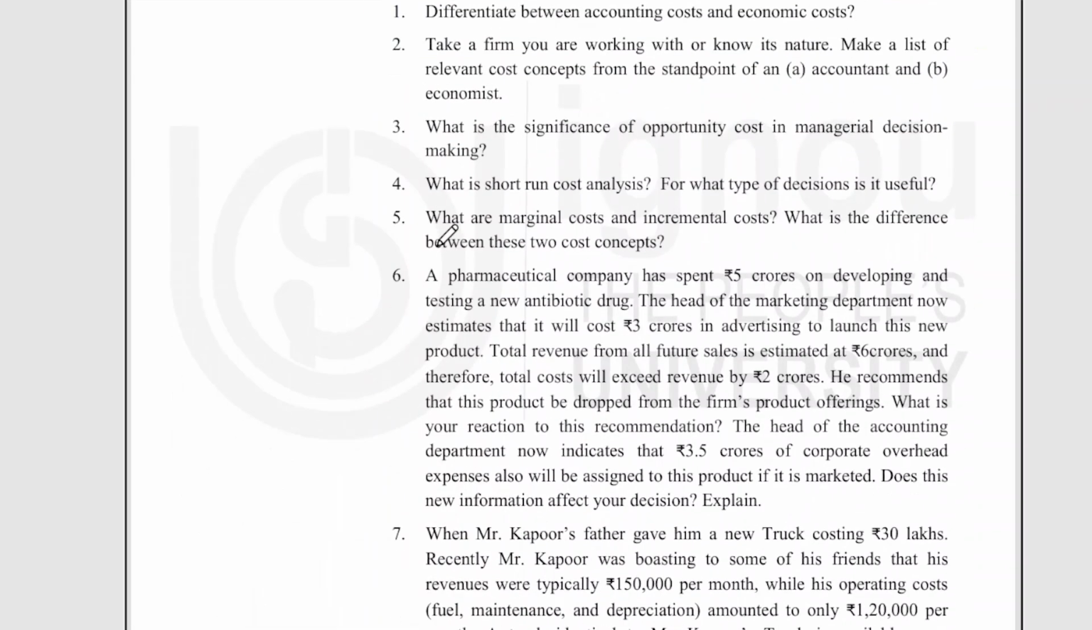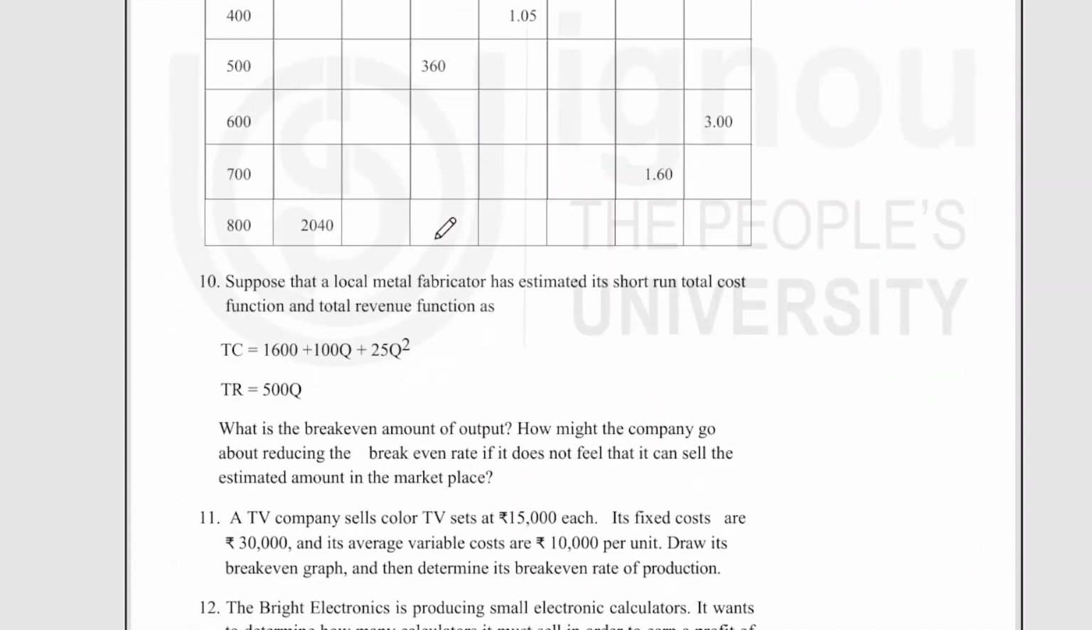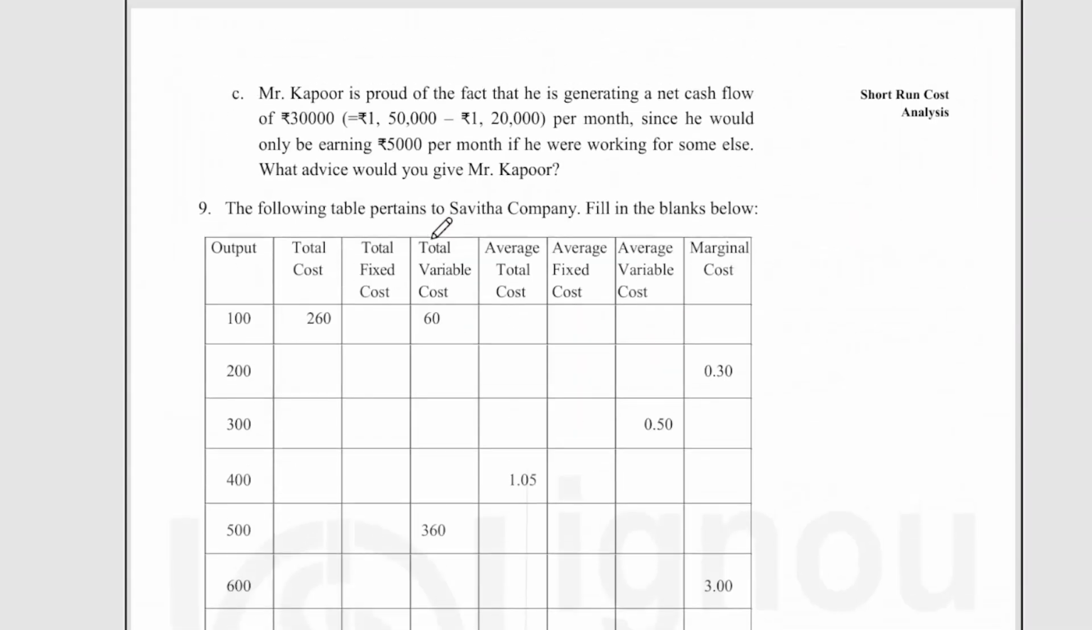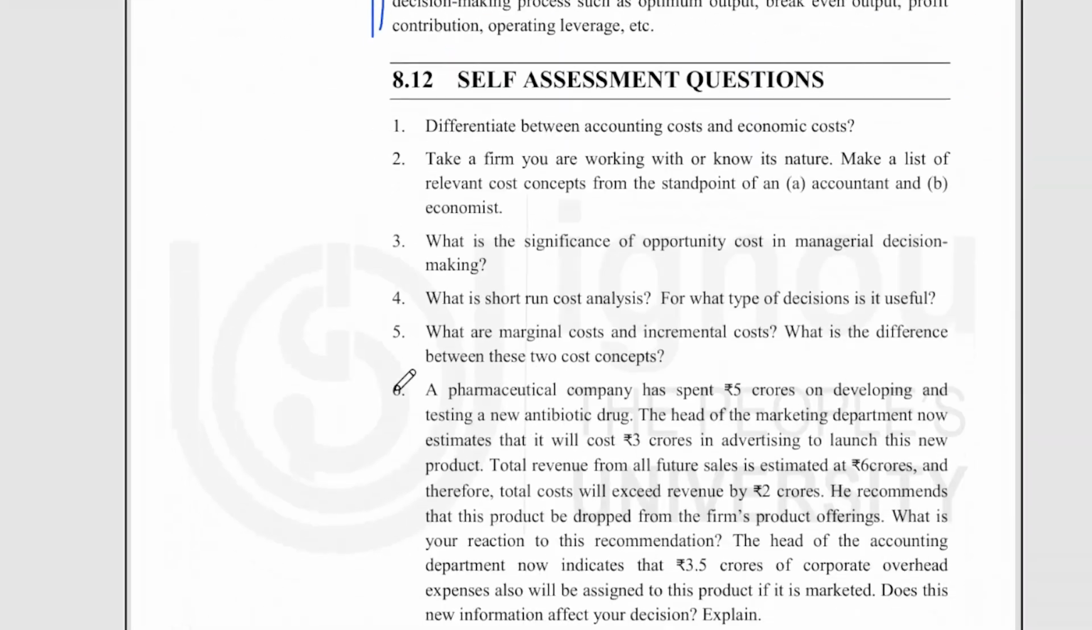And these are self assessment questions from this unit. Try to do it, it will help you for your term end examination, and it is parallel to your assignment. So please try to do it. In between, if you have any doubt, you can contact us anytime.